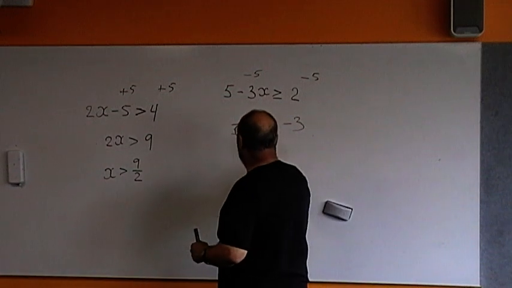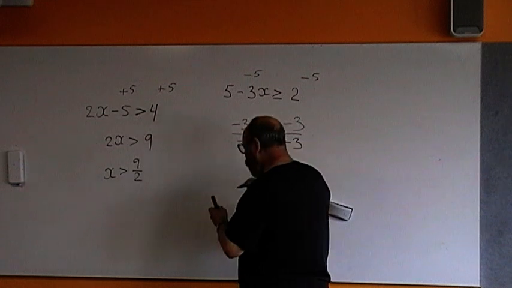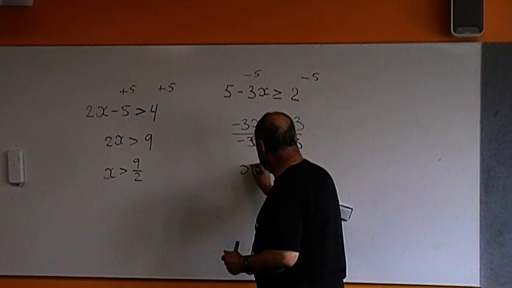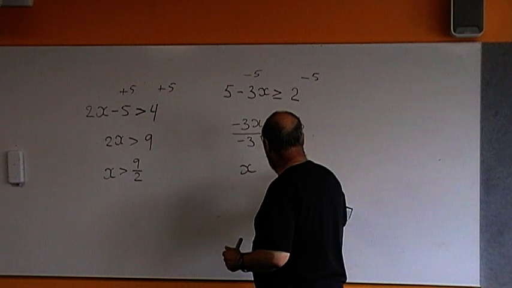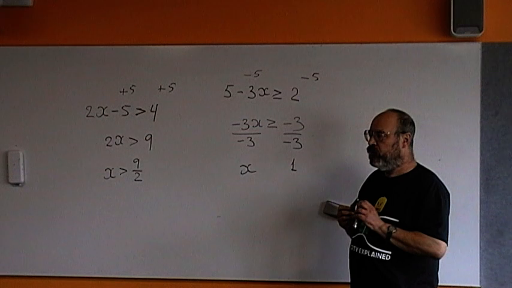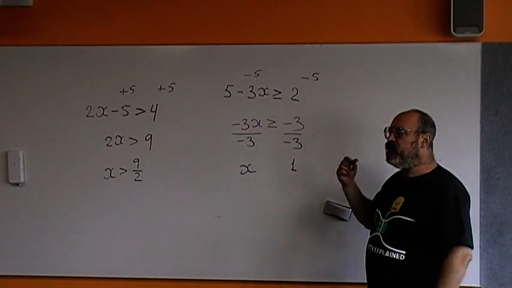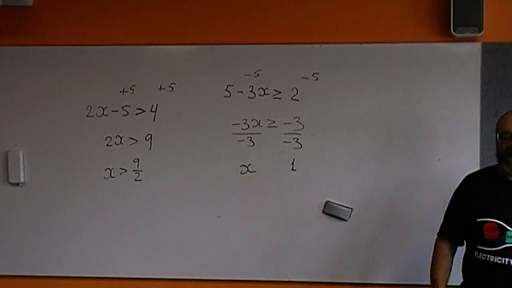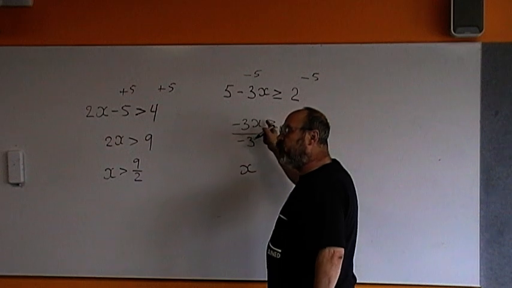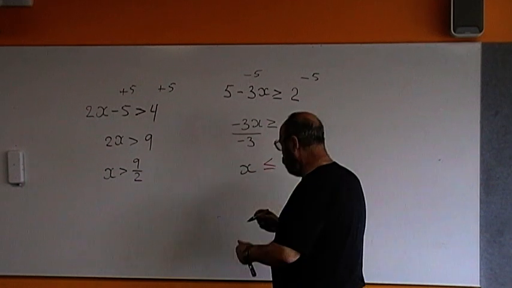If we divide or multiply by a negative number, we get x here, we get 1, but the sign will flip. When we divide or multiply by a negative number, the sign will flip. Instead of greater, it becomes less or equal.